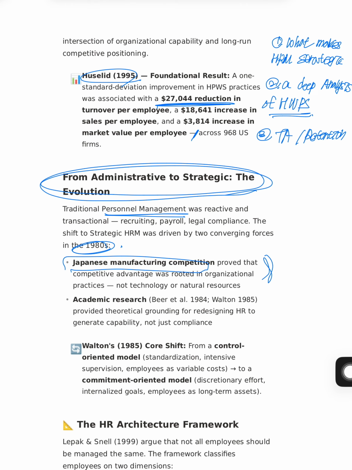And second is the academic research, most notably the work of Mike B. and colleagues at the Harvard Business School, the influential Managing Human Assets project, and later Richard Walton's landmark Harvard Business Review article, From Control to Commitment in the Workplace. This is very classic and really interesting. It also provided a theoretical foundation for the argument that HR practices could be fundamentally redesigned to generate organizational capability rather than merely to manage compliance.